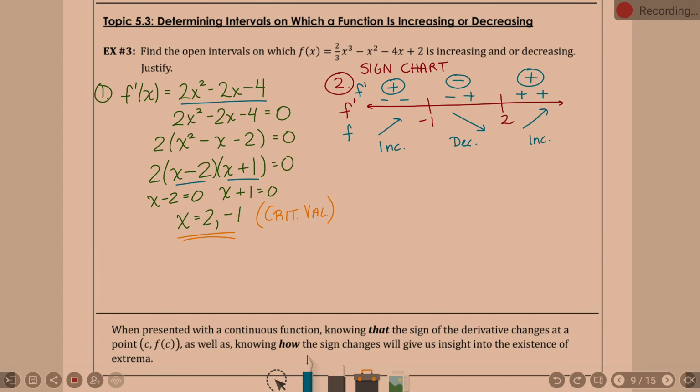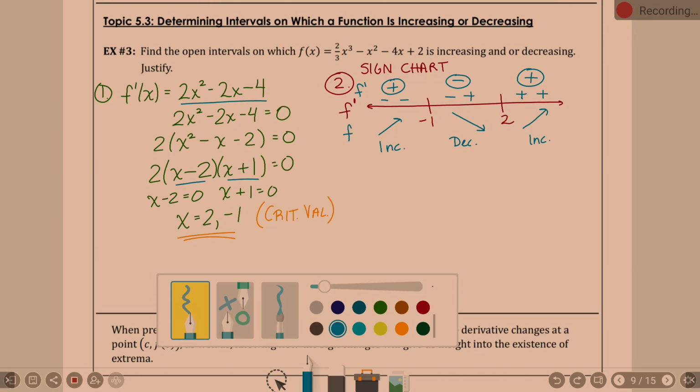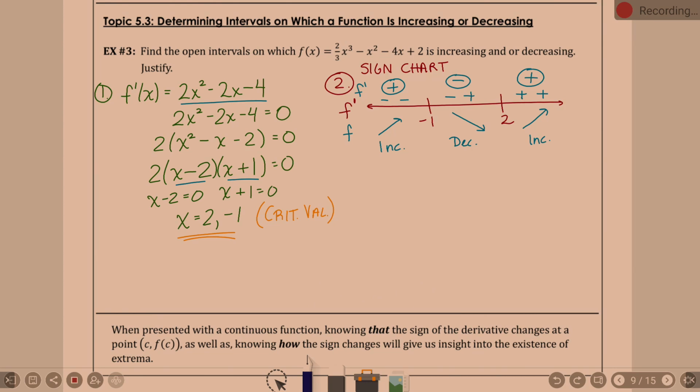Now, the directions were, what do we need? Find the open intervals on which f of x is increasing or decreasing and justify. So we have to put this into words. Would you say negative infinity to -1, or do you have to say something else? Okay, so first of all, what is increasing? The function f of x. I'm going to write it as f of x. You don't necessarily have to say the function f of x, but you can.